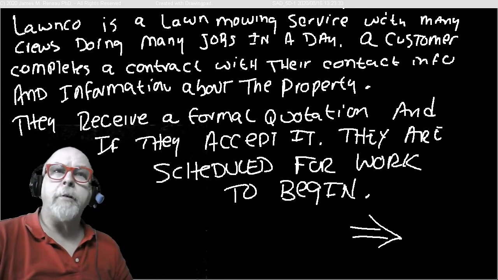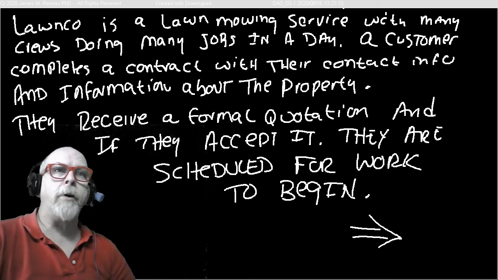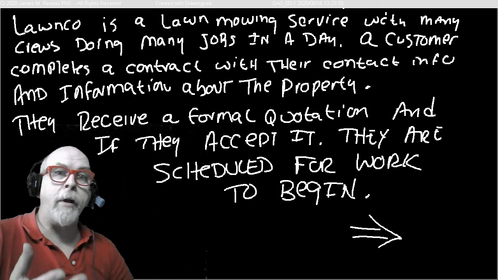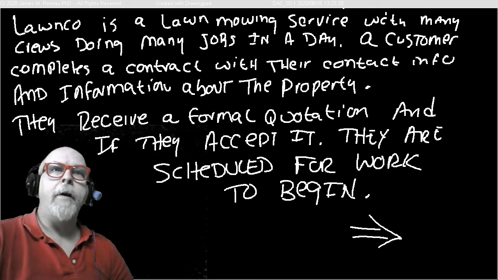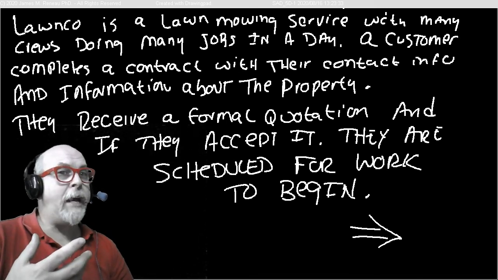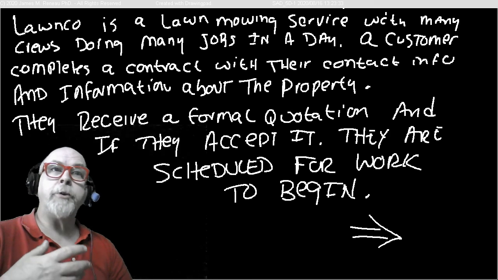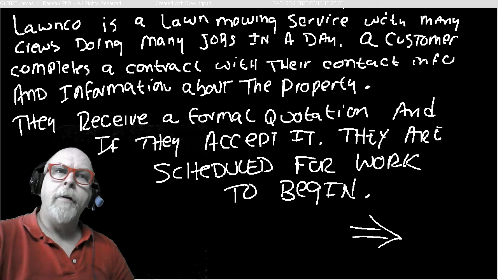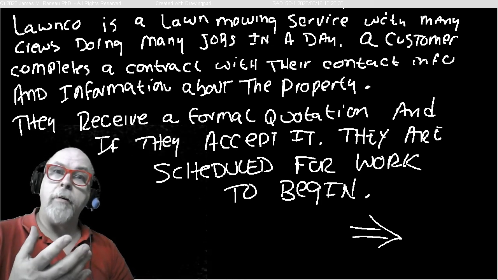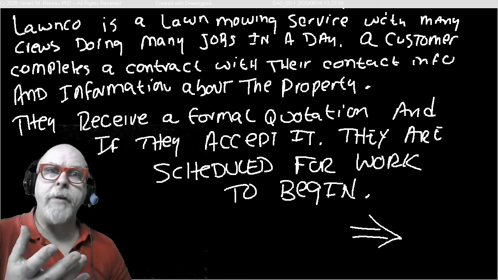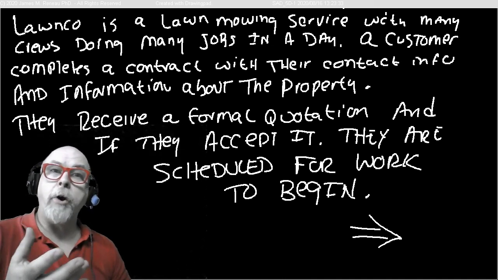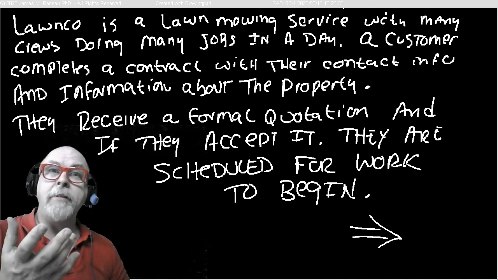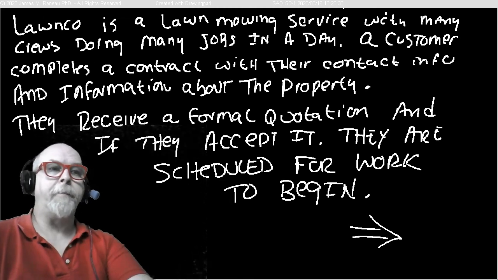So a customer completes a contract when they want to have Lawnco do their work, with their contract information and information about the property that they want us to take care of their lawn. They receive from us a formal quotation from Lawnco. We will generate a formal quotation and send it to the customer. And if they accept it, their lawn care, or whatever the outdoor care they need us to do, will be scheduled for work, and the work will then start being sent to our crews to be done.